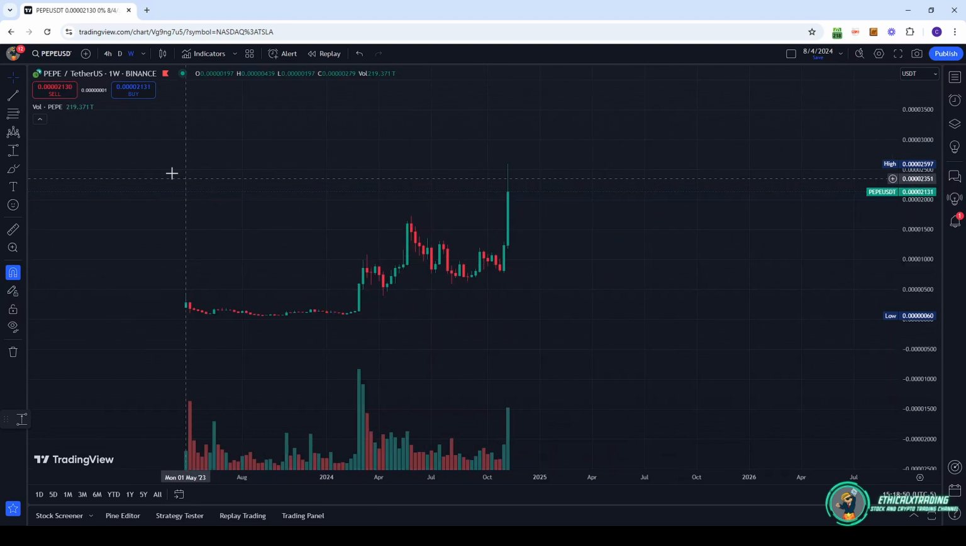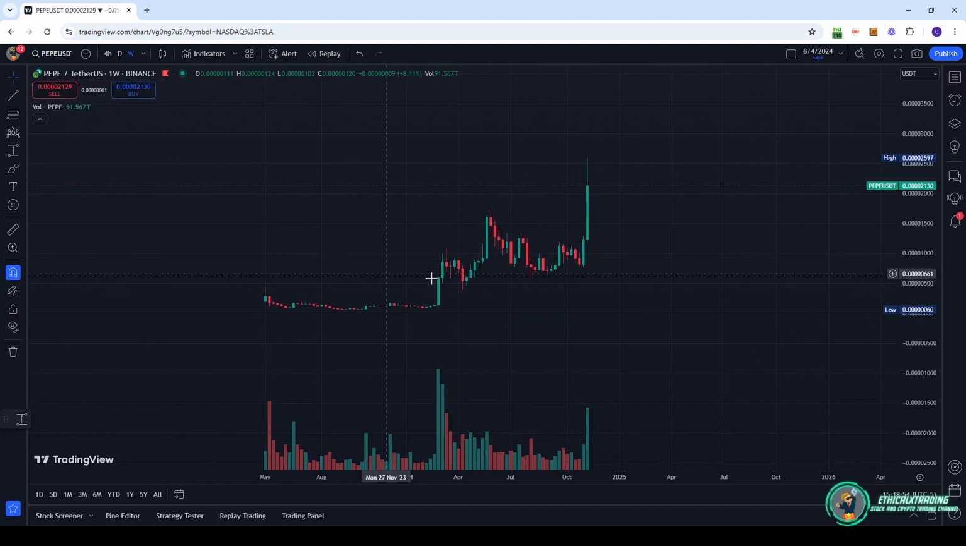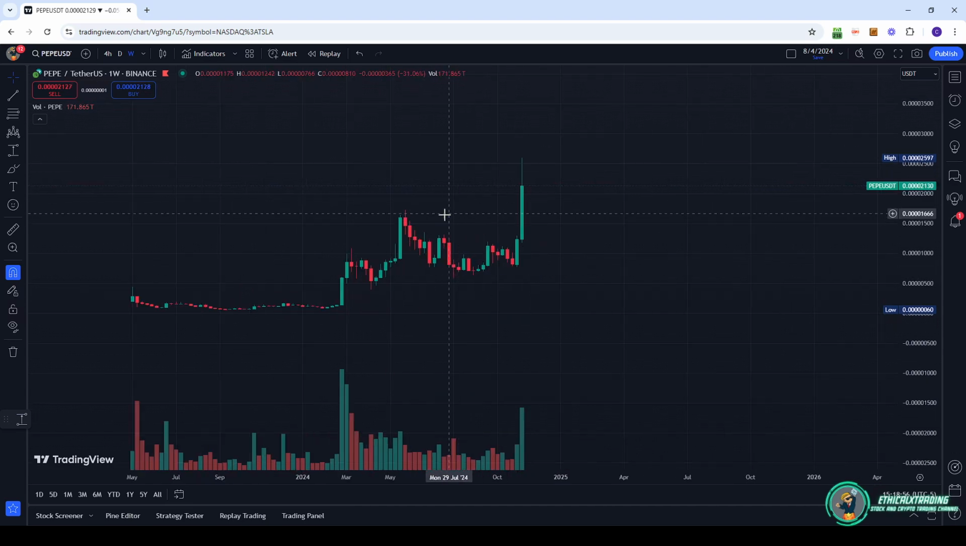So I know PEPE is one of those projects that's very much a meme coin. That being said, we're going to use this as a good fundamental standpoint to talk through the charting aspects, as well as, this is probably a good project to keep an eye on, just because for one, it just got added to Robinhood, so keeping that in mind, but also it is on one of the better blockchains.